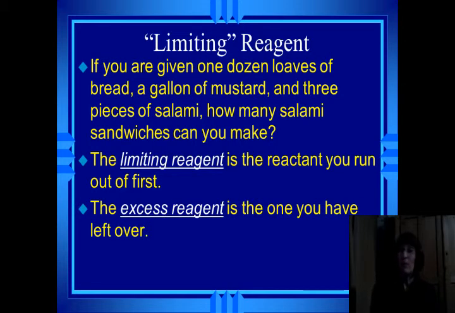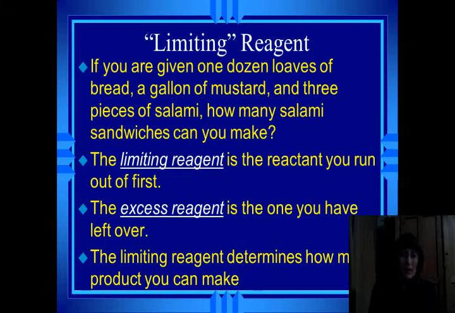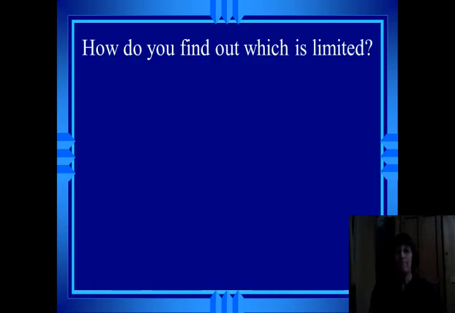The one that you have left over is called the excess reactant or the excess reagent. It's the one you've got left over. The limiting reagent determines how much product that you can make. That's incredibly important. Limiting reagent determines how much product that you can create. Make sure that you've written this down in your notes. Make sure you put a big star beside these words because these are really important terms, and we'll be doing a lot of this stuff throughout the rest of the school year. You're never getting away from this stuff again.